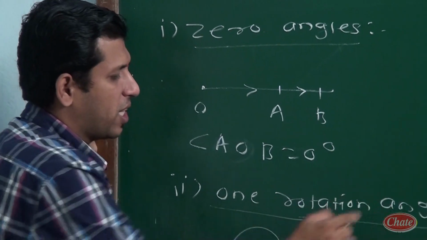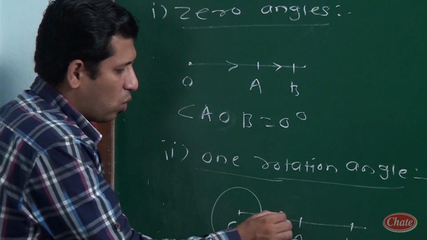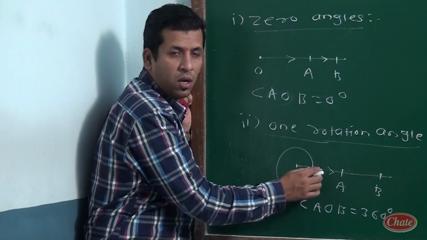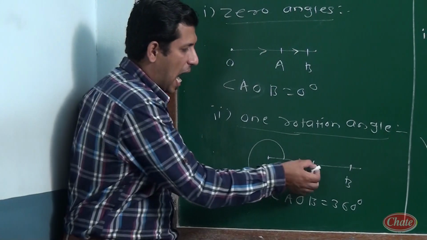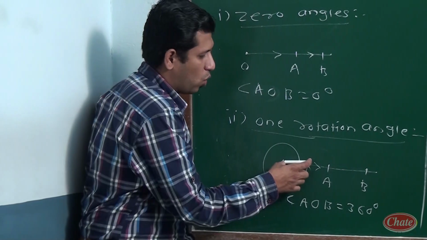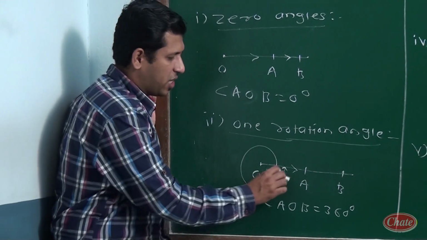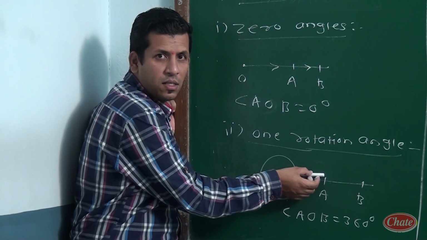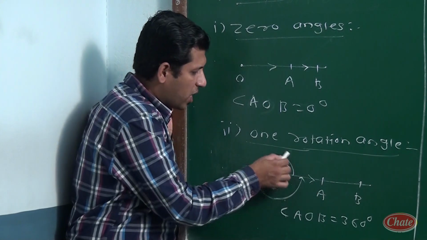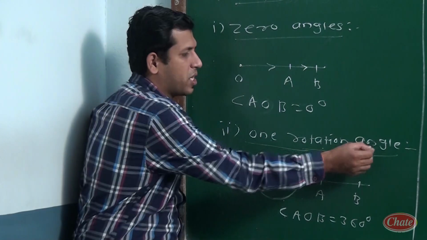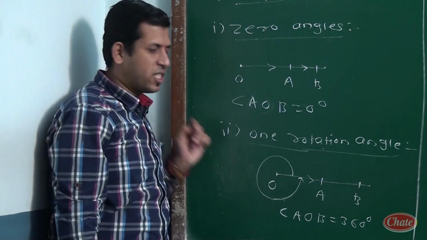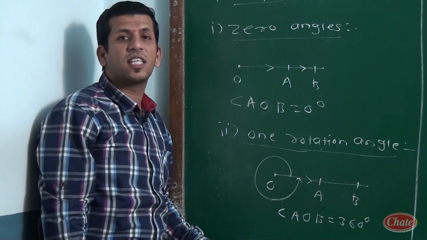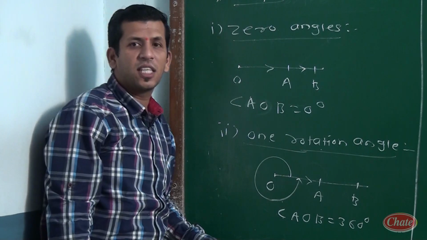The second angle is one rotation angle. The initial ray is OA, and suppose I have rotated this like this, the whole complete circle, and I kept this OB like this. This is OA, rotated a full rotation and kept here. Yes, it is OB. So one complete rotation is called one rotation angle, and that angle AOB is 360 degree. How much is it? 360 degree.